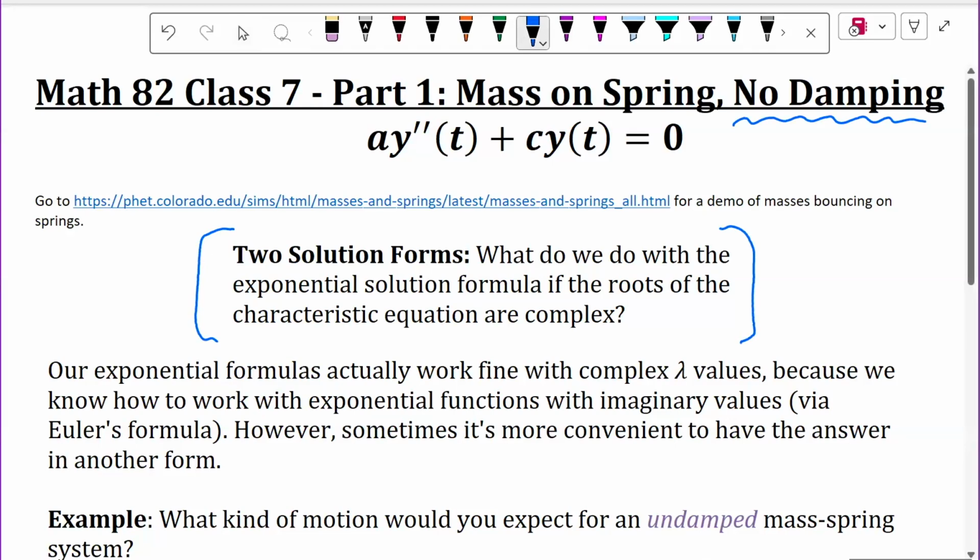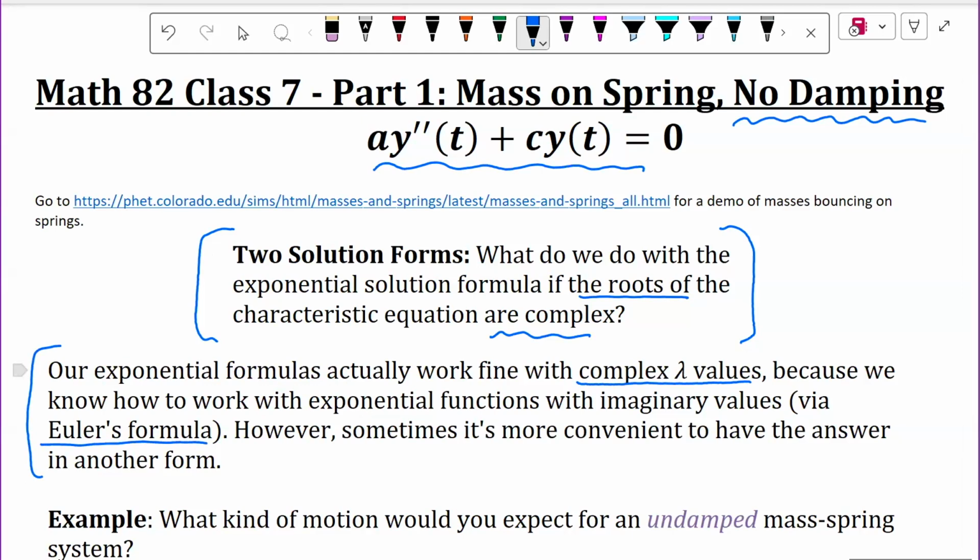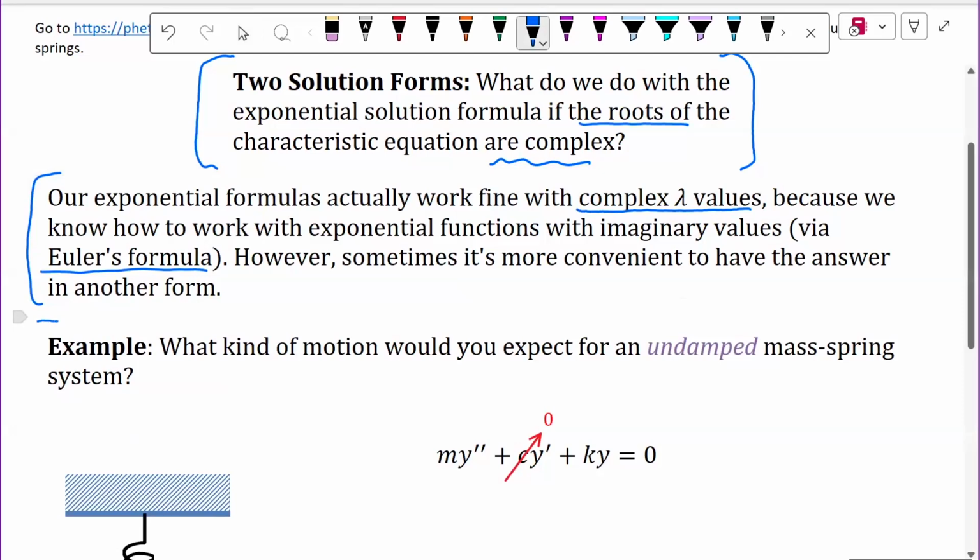Why do we get two solution forms? The roots of the characteristic equation that arise when we look at the mass spring ODE with no damping happen to be complex. It turns out that our exponential formulas for finding the solution work fine when the roots are complex. Why is that? Because we have Euler's formula to help us translate between the exponential of a complex number and the sine and cosine. What kind of motion would we expect to see in an undamped mass spring system?